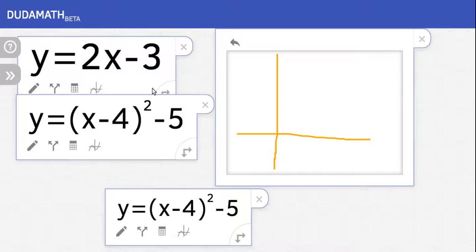So the first thing we're going to do is 2x minus 3. I know that the y-intercept is negative 3. And I know it's sloping up. It's a positive slope, so it will look something like that. So there's our line, 2x minus 3, which has a slope of 2 over 1.